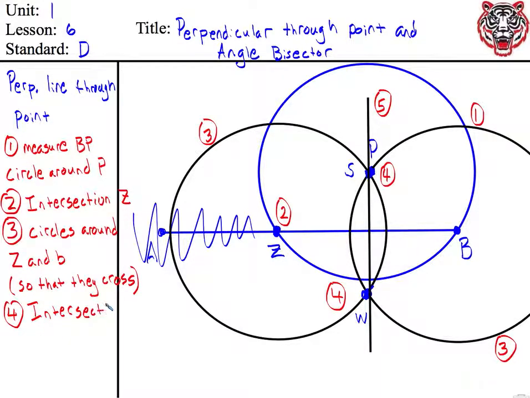That was S and W. And finally, step 5 was what? Make the line. Make the what? Make the line. Yeah. Line through what points? P and C, and S and W. Through S and W.